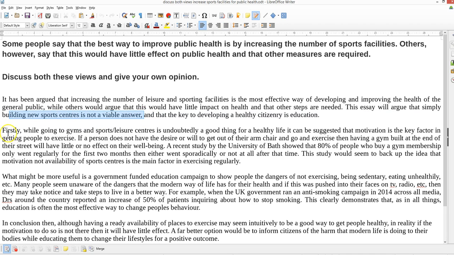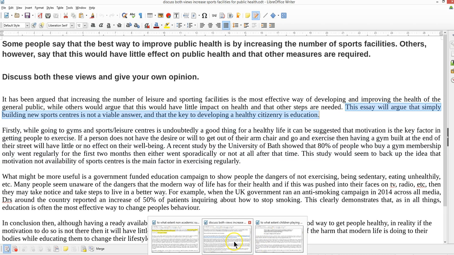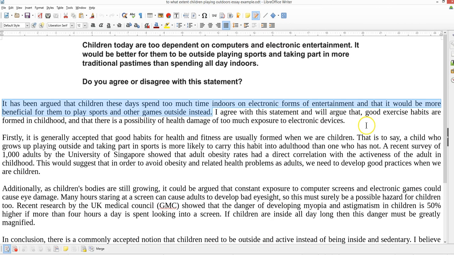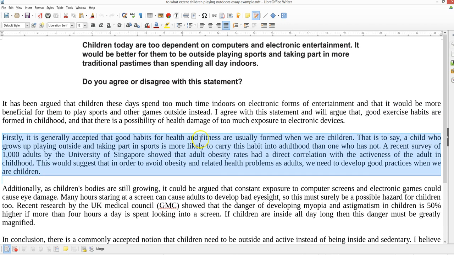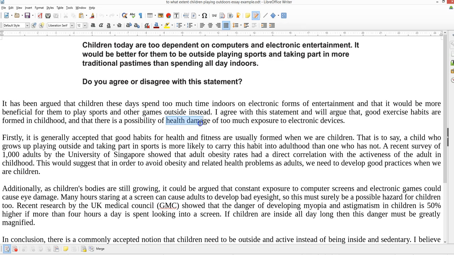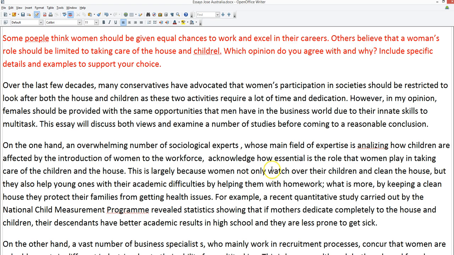So that's main idea 1 for paragraph 2. And the key to developing a healthy citizenry is education, main idea 2. So education, just building things is not a good idea. That's the outline, so the examiner knows exactly what is coming. If we take a look at this children playing outside, I agree and will argue that good exercise habits are formed in childhood, main idea, paragraph 2, and there's a possibility of damage to health from too much exposure, main idea here. So all high-scoring essays have an outline sentence.